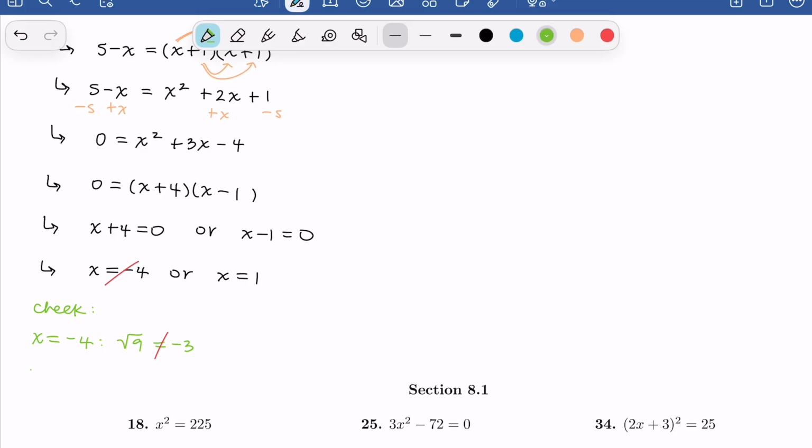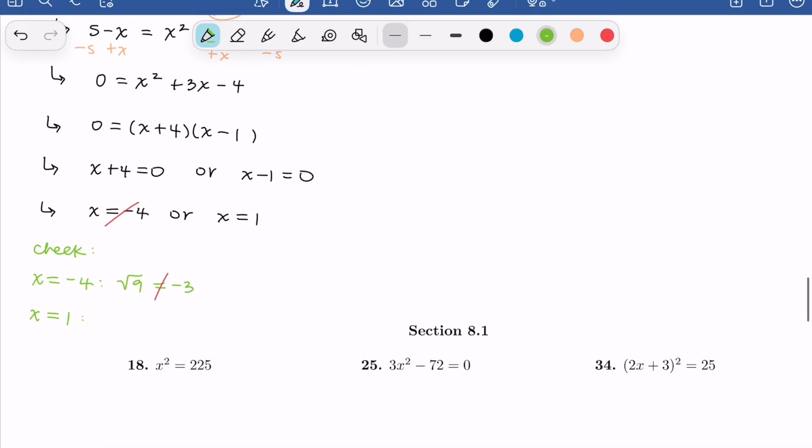Let's check this next one. X is equal to +1. If I plug that into my original equation, I'm going to get that the square root of 4 is equal to 2, which is a true statement. So this guy is our only solution. So our final answer is that our solution set is going to consist of x is equal to 1.